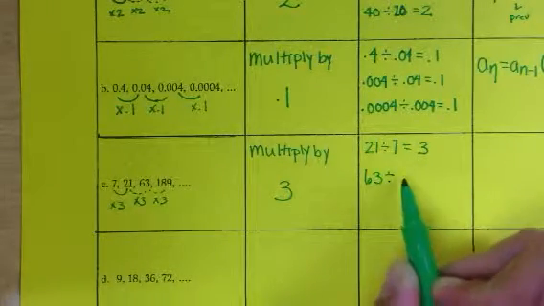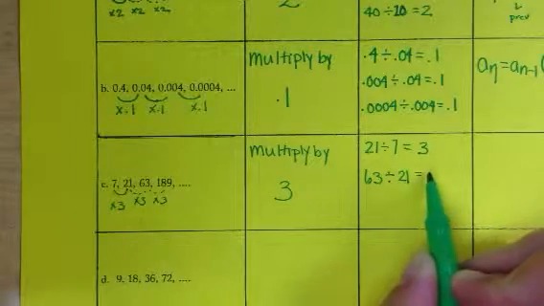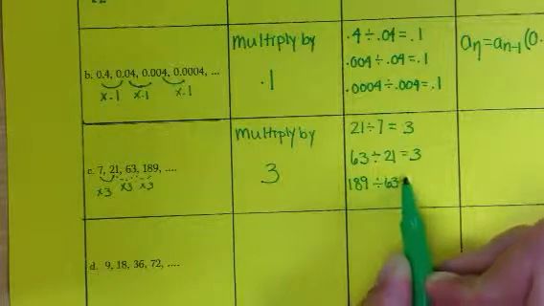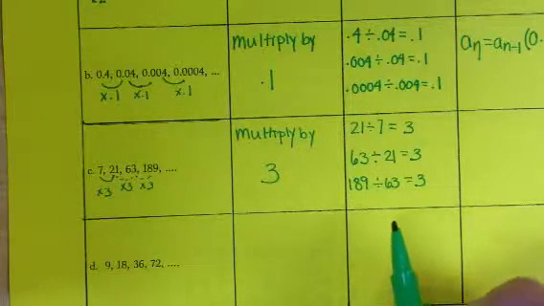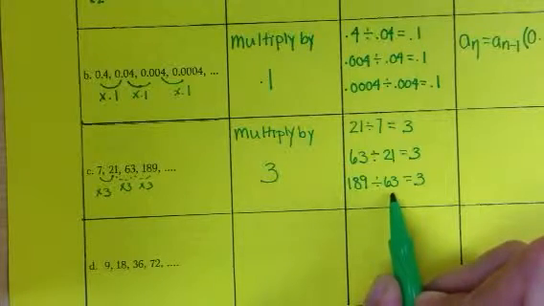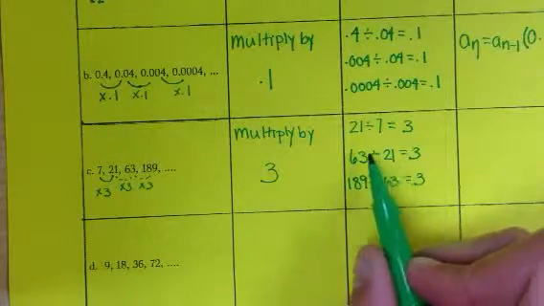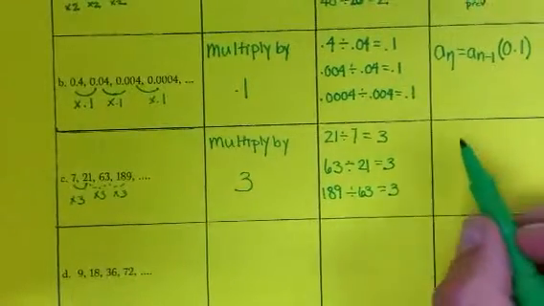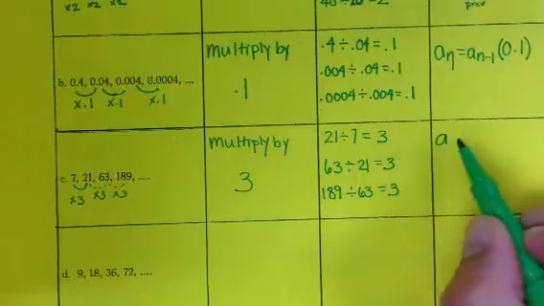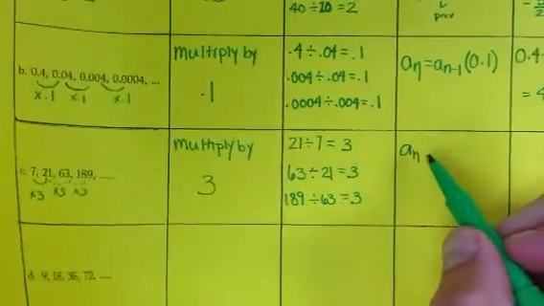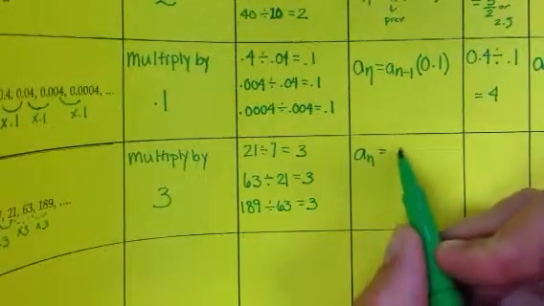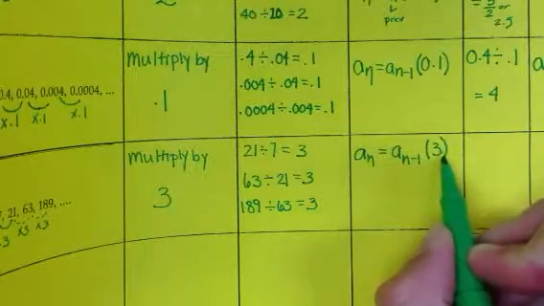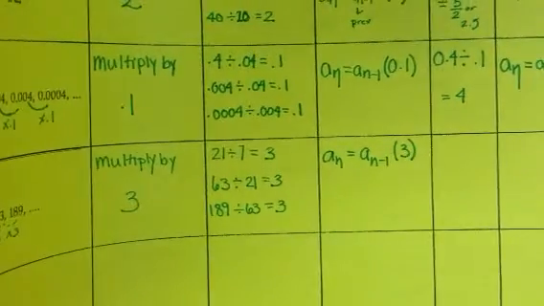63 divided by 21 would give us 3, and 189 divided by 63 gives us 3. So that is our fourth term divided by our third term, our third term divided by our second, divided by our first: our next divided by our previous. So your recursive formula would give you a sub n equaling a sub n minus 1 times your common ratio, which is 3. That common ratio, again, is your pattern.